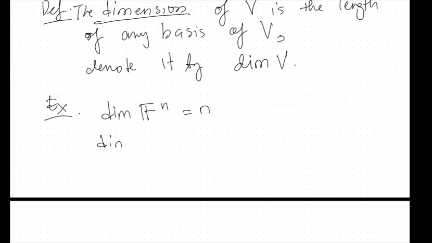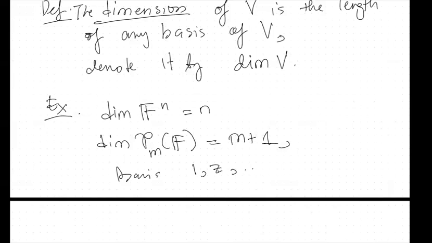So as an example, the dimension of F^n is equal to n. The dimension of polynomials of degree at most m over the field F is equal to m plus 1. So the basis here is 1, z, to z^m, and this is m elements, and then we get another 1 here. Okay, so yeah, that's it. We are doing things abstractly here.